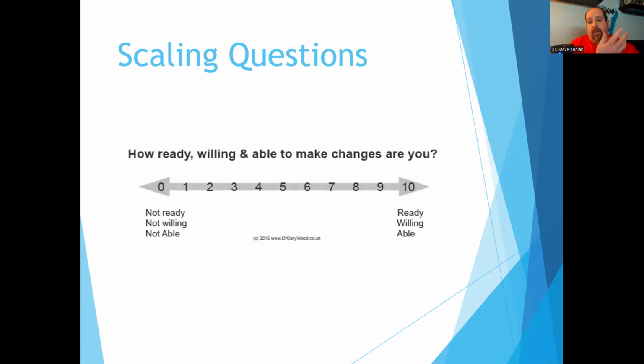Follow-up questions are, so you're saying a 6. What would it take to get you to a 7 in this case? Like, what would that look like? Or how would we know that you slip back to a 5 or a 4 or whatever the case may be? Great way to engage a client.